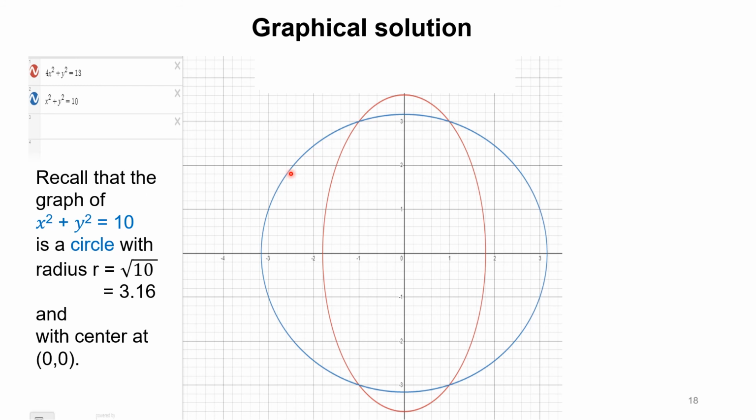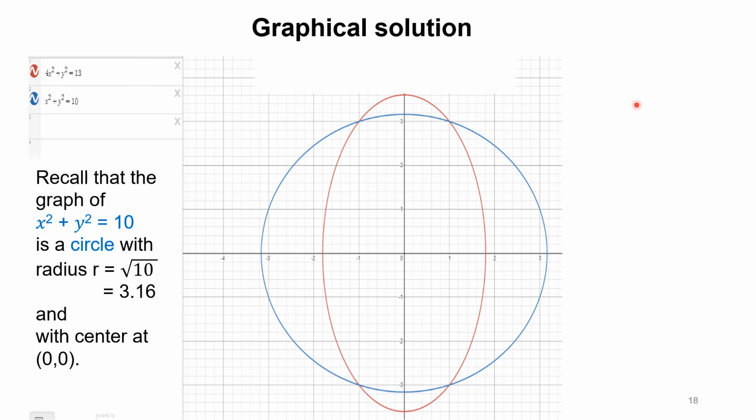We know that from your senior high, you already had discussed your circle and your ellipses. But in case you are not yet familiar with how to sketch your circle and your ellipses, there will be a lecture also discussing this topic. But anyway, this is just a visualization of the result that we got earlier.